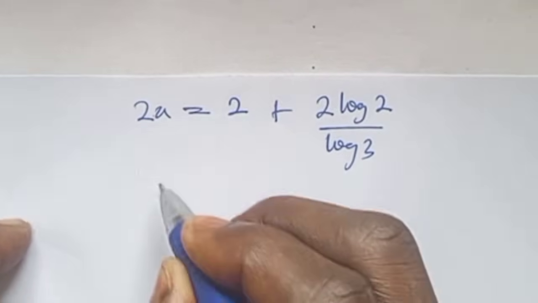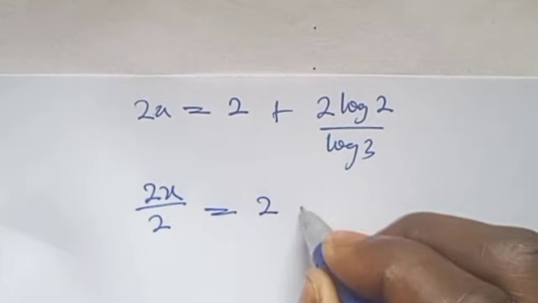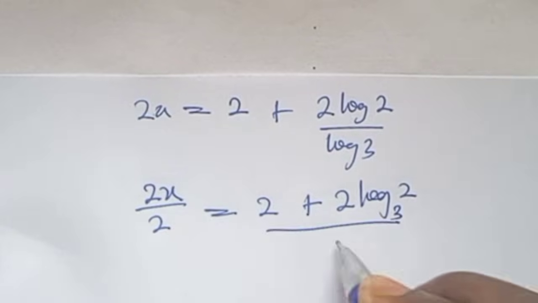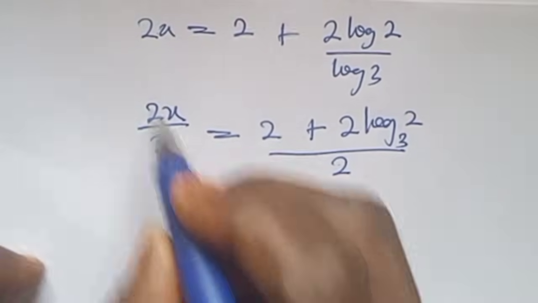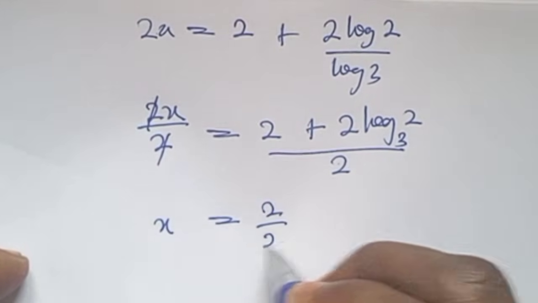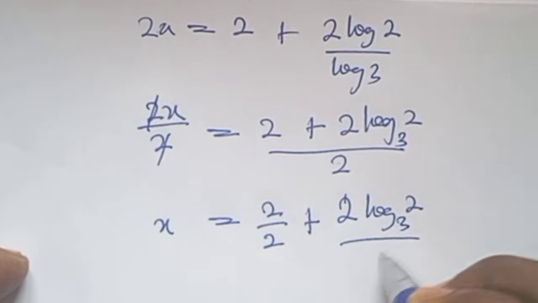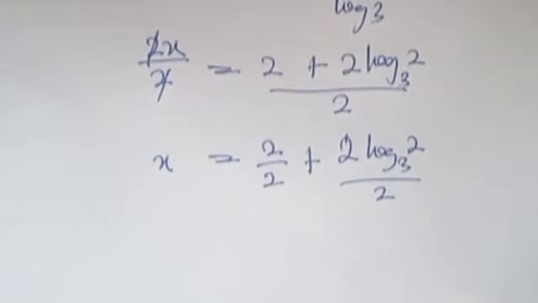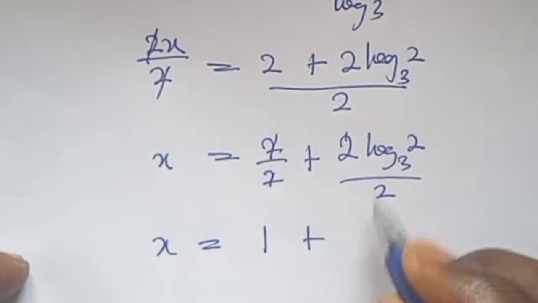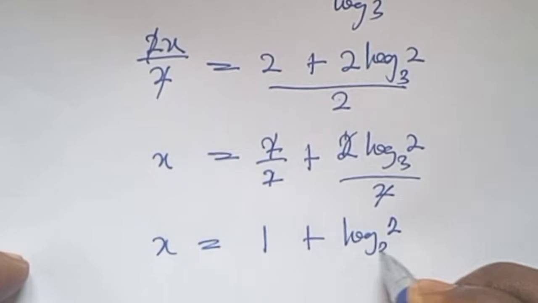If we divide both sides by 2, the next line becomes 2x over 2 will be equal to 2 plus 2 log 2 base 3, also over 2. So that 2 will cancel 2 here. What is left is x equals 2 all over 2 plus 2 log 2 base 3 all over 2, in separate fractions. So here 2 cancels 2, x will therefore be equal to 1 plus, these 2 also will cancel these 2. What is left is log 2 base of 3.